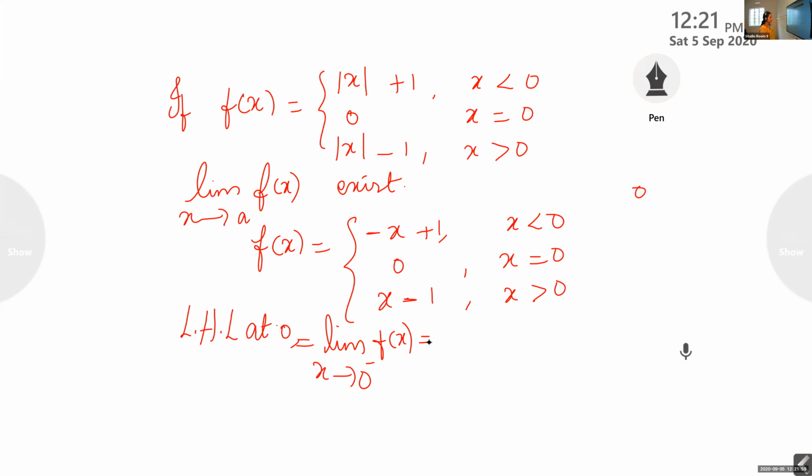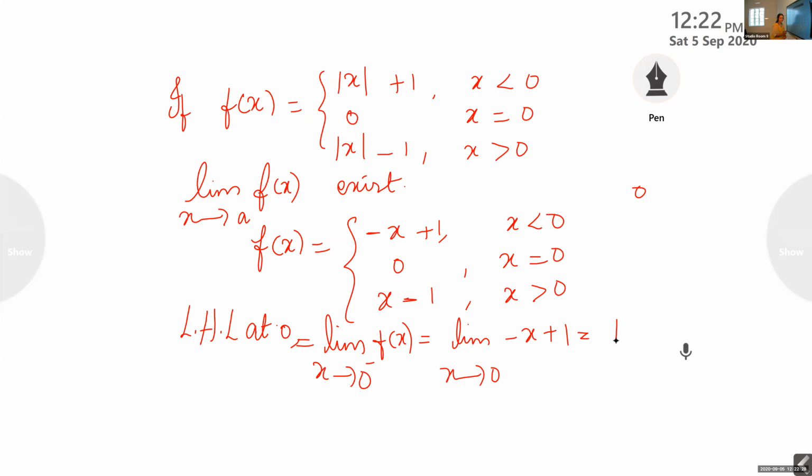Limit x tending to 0 minus of f of x. So less than 0, what is the function here? This is minus x plus 1, isn't it? For less than 0, the function is minus x plus 1. 0 minus means we are taking a number which is less than 0, closer to 0, but it is less than 0. So when you put x as 0, we will get 1.